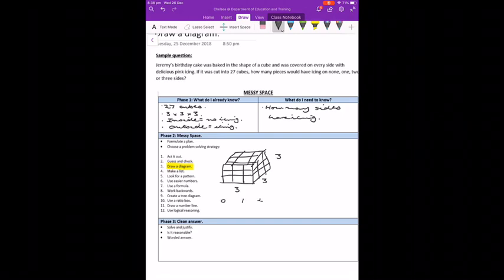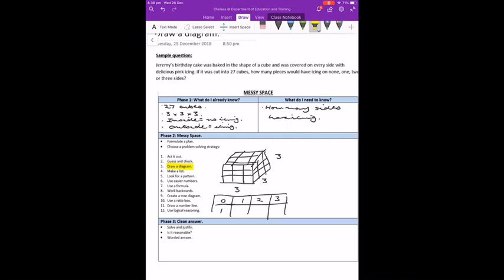What I'm trying to find out is how many have 0, 1, 2 or 3 sides of icing. Now I'm going to go through them. Now the very inside square, there is 1. That is going to have no icing on it. How many pieces of cake will have one side? There will be the very center square on each of the faces. And that will give us 6 altogether.